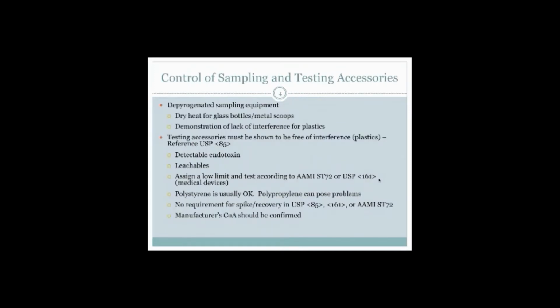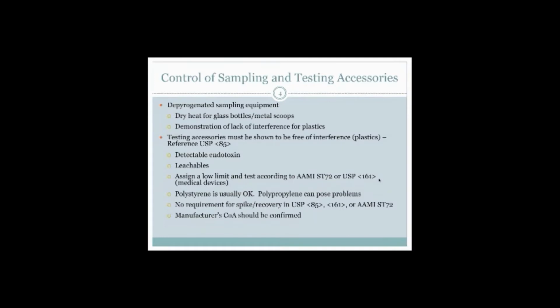In terms of sampling and testing accessories, we always want to use things that we know don't interfere with the test itself. So in terms of sampling equipment, we want to depyrogenate those with a validated cycle. So if we're using glass bottles, metal scoops, those go through a validated depyrogenation cycle. If we're using plastics, we need to demonstrate that the plastics don't interfere with the test. And how do we do that? We do that using the test that we would use for medical devices.